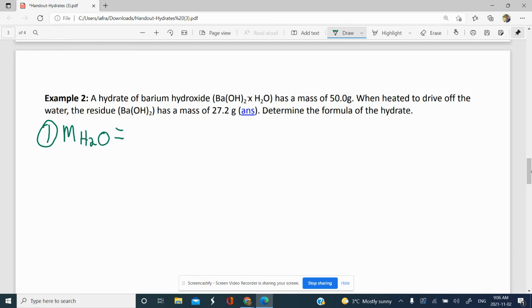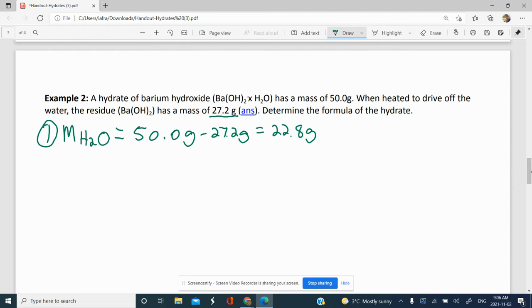Essentially the hydrate's initial mass was 50 grams, and after we heated it up, the final mass was 27.2 grams. So we're going to remove that 27.2 grams because the difference between them is what your water was. And so we do 50 minus 27.2, and we get 22.8 grams of water.